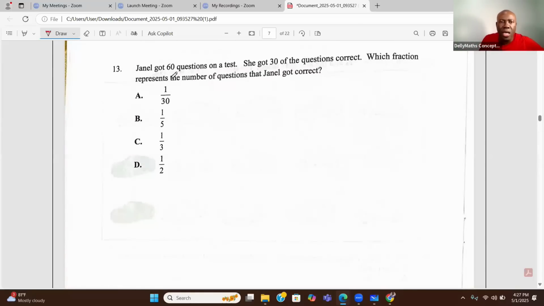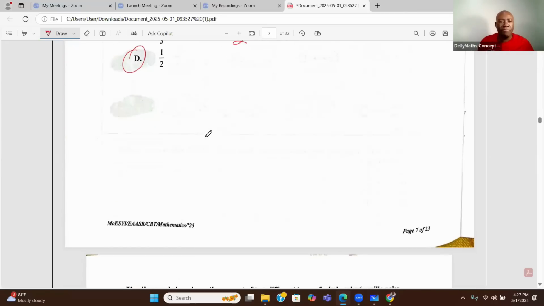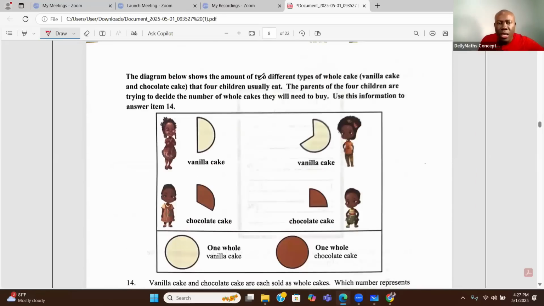Now, Janelle got 60 questions on a test, and she got 30 of them correct. What fraction represents the number of questions she got correct? It has to be 30 out of 60. And then when we break this down, you're going to get 1/2, right? So that answer there is 1/2. Quite easily done, not too bad. Let's go to the other question. It says here, the diagram below shows the amount of 2 different types of whole cakes, vanilla, right?